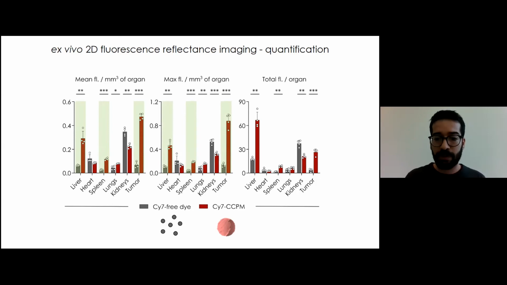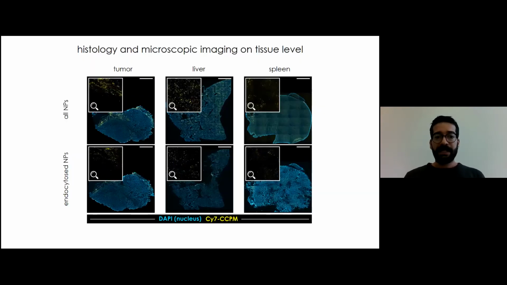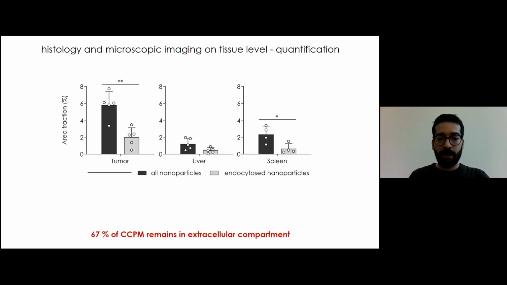And speaking about distribution, we come to our next step, which is to investigate the accumulation of nanoparticles on tissue level by performing histology. At the beginning, we perform histology on tissue level, so more macroscopic. On the top line, you can see slices from tumor, liver, and spleen. And we see the accumulation of nanoparticles, which we see in yellow, and with light blue, we can see the nucleus of the cells. On the top line, it's all nanoparticles, and in the bottom line it's only the endocytosed nanoparticles. And by quantifying these images, we can understand how many nanoparticles are localized inside or outside cells.